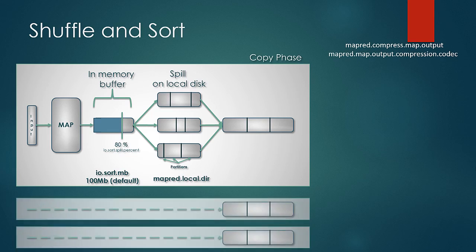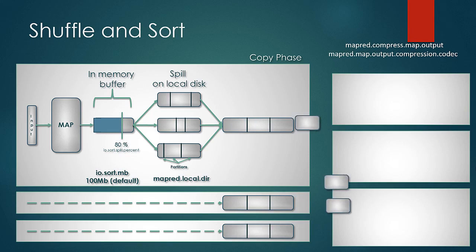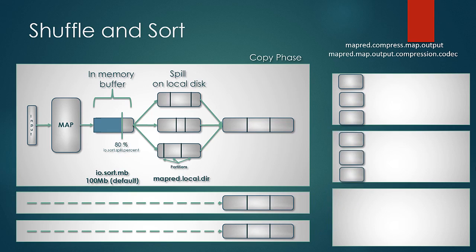After this comes the copy phase. There would be many map tasks running, and they may finish at different times. As soon as they finish, they notify the job tracker or the application master, which asks the reducer to copy the result to the local disk. And so the partitions are copied by the reducer over the network.